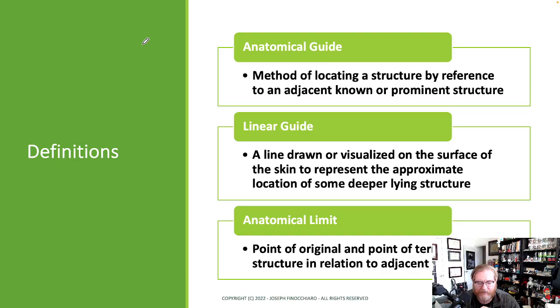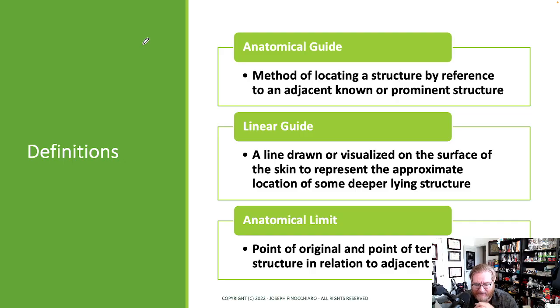Linear guide: a line drawn or visualized on the surface of the skin to represent the approximate location of some deeper lying structure. If we are looking at the surface skin of a human body, we draw a line on it. That is going to tell us where something is underneath, approximately.